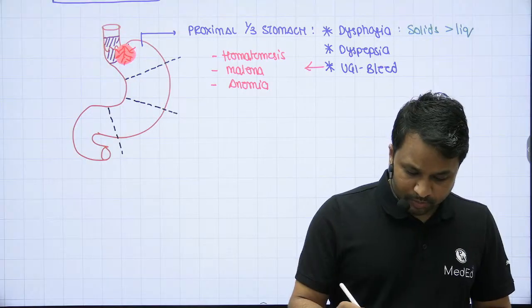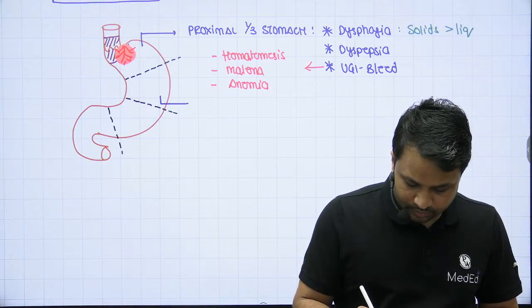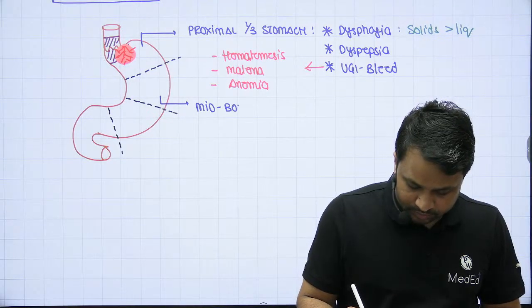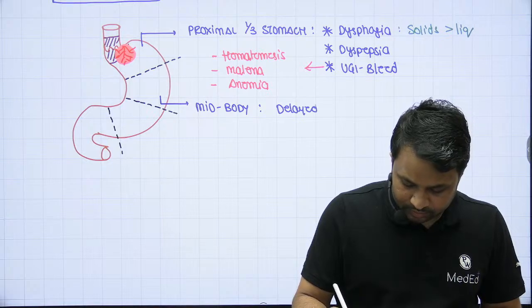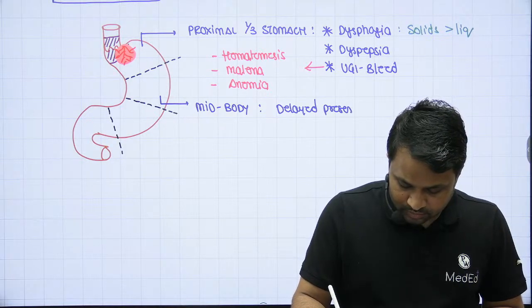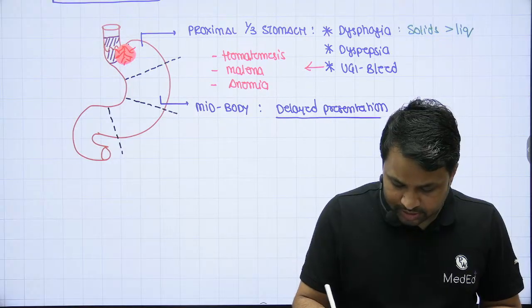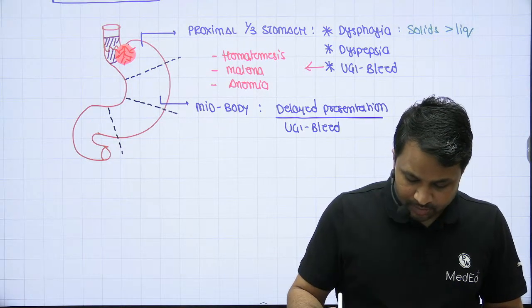Now, mid body tumors usually have a delayed presentation, or they can present to you as upper GI bleed.